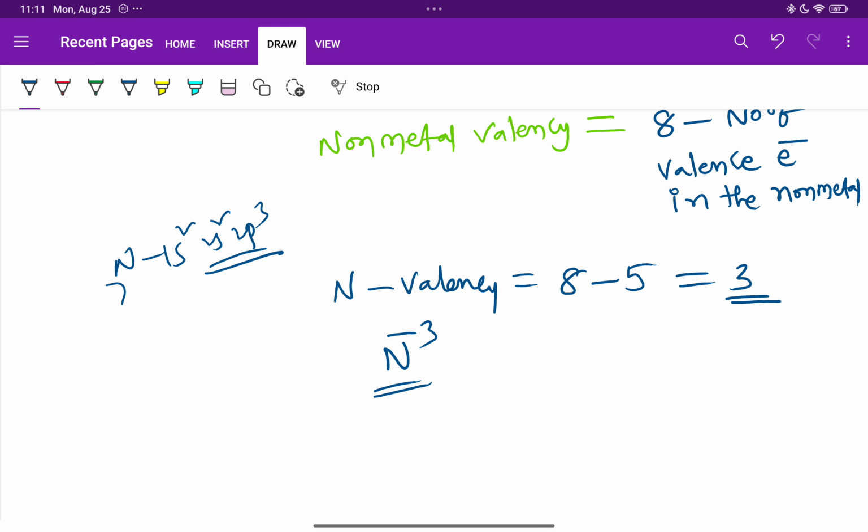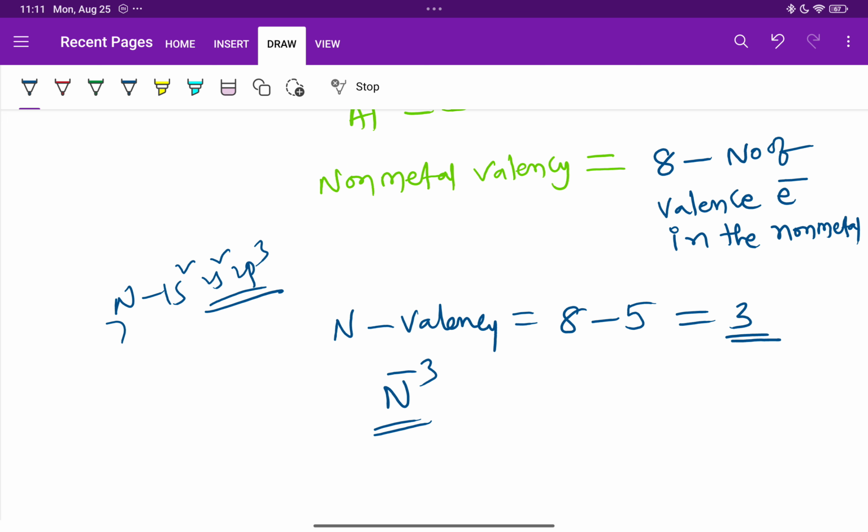So this is about cations, anions and types of ions, and valency, which is very important to write the formulas of chemical compounds. I hope you got it. Thank you.